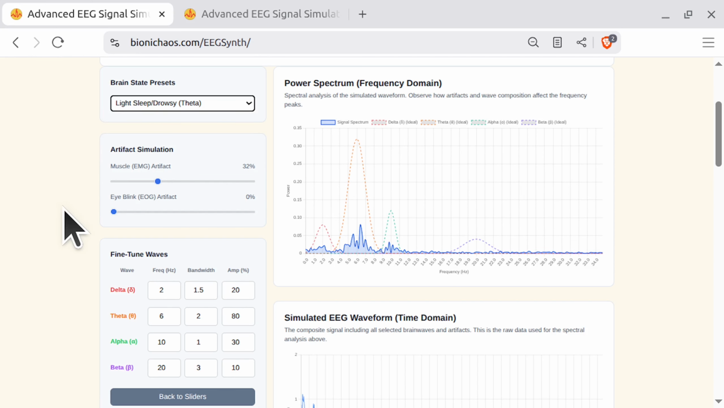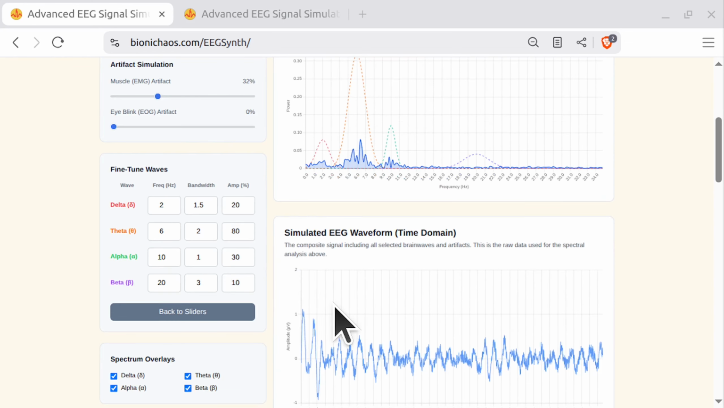It empowers people to demystify EEG data and explore the intricate world of brainwaves in a hands-on way. And who knows, maybe it'll inspire someone to develop the next breakthrough BCI. Or at least a really good brainwave DJ set.